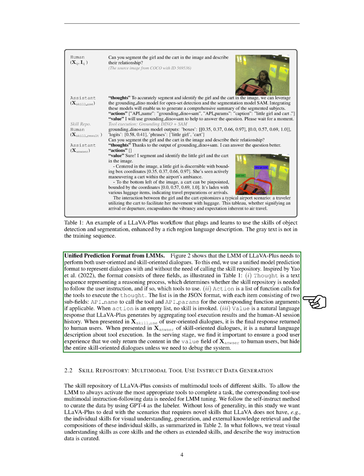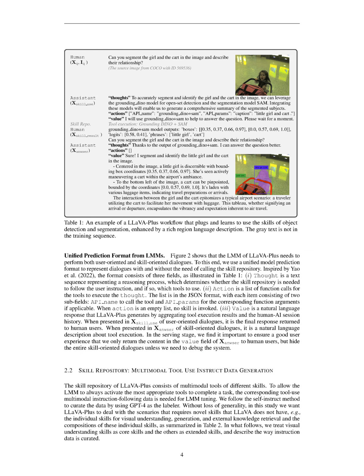The list is in the JSON format, with each item consisting of 2 subfields, API_name to call the tool and API_params for the corresponding function arguments if applicable. When action is an empty list, no skill is invoked. 3. Value. A natural language response that LLaVA+ generates by aggregating tool execution results and the human-AI session history. In the serving stage, we find it important to ensure a good user experience that we only return the content in the value field of the answer to human users, but hide the entire skill-oriented dialogues unless we need to debug the system.